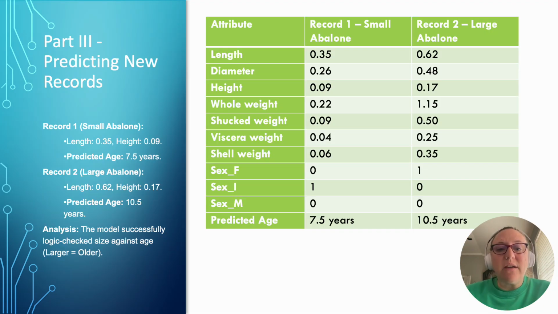Despite the low overall accuracy, the model did demonstrate logical consistency when we fed it new records. If you look at the table here, we have record 1, a small abalone with a length of 0.35. The model predicted an age of 7.5 years. Contrast that with record 2, a much larger abalone with a length of 0.62. The model predicted 10.5 years. This confirms that the KNN algorithm is correctly identifying that larger physical dimensions correlate with an increased age.